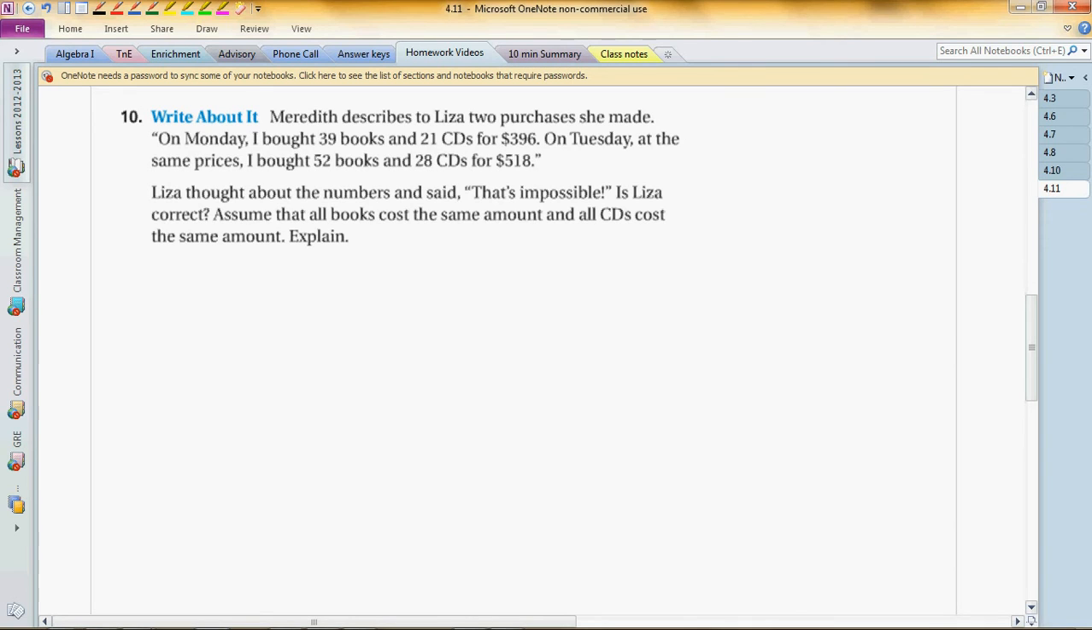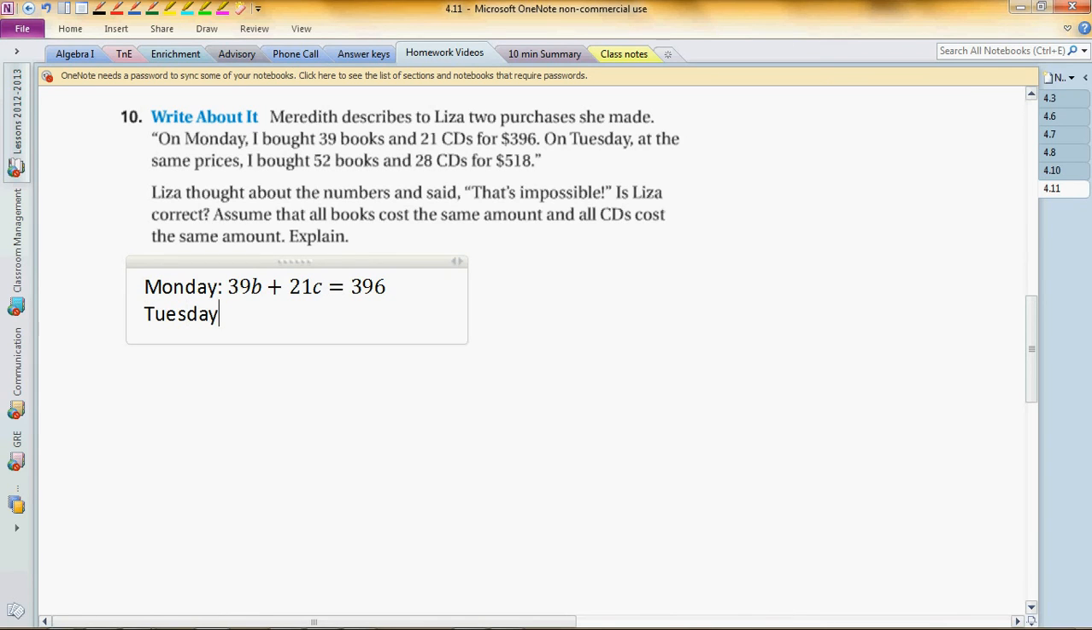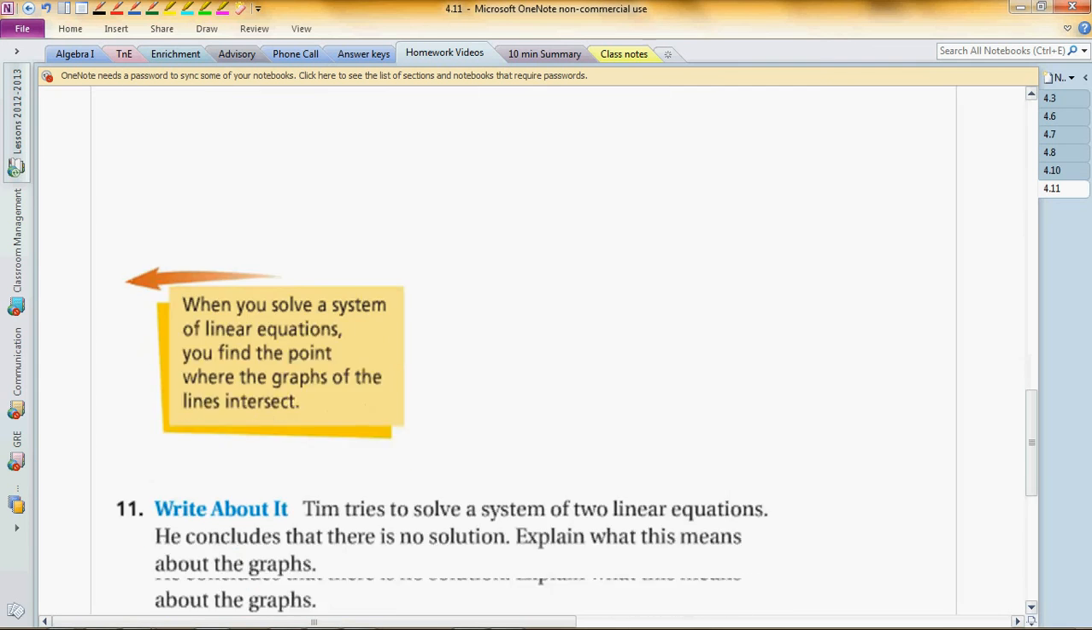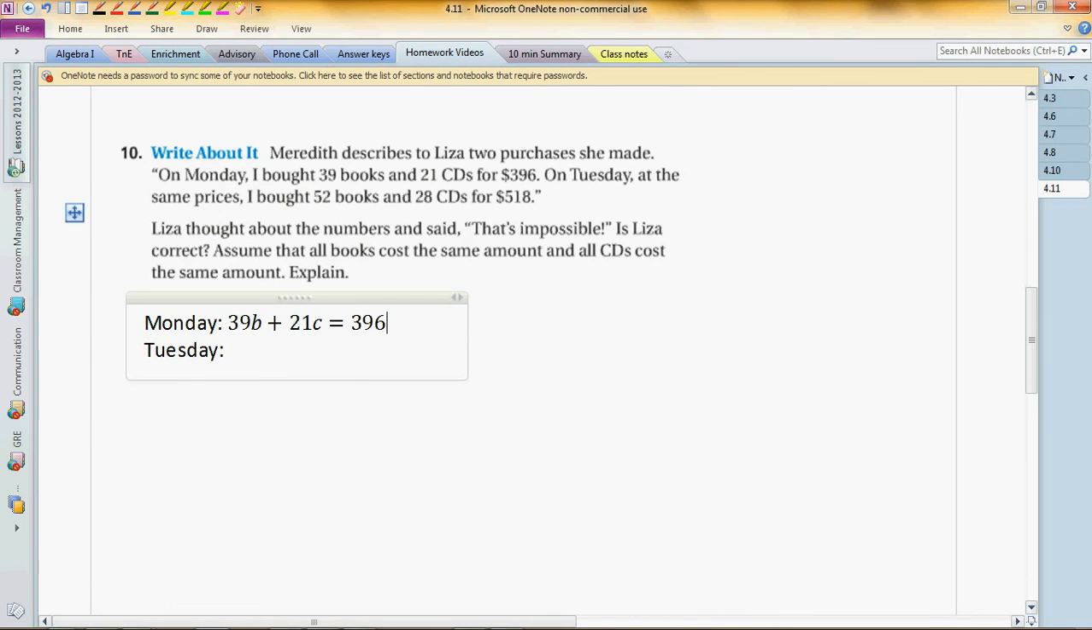So how can you write an equation? If we can set up the equations for Monday and Tuesday, then you can get the system of equations and you know how to solve those. So on Monday, let's make a system of equations. It's 39 books, so I'm going to use B, plus 21 CDs, I'm going to use C, that equals $396. So how about Tuesday? Come up with the equation and solve it in the same way, then you'll find the answer.